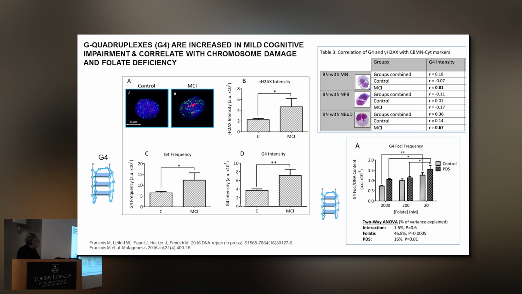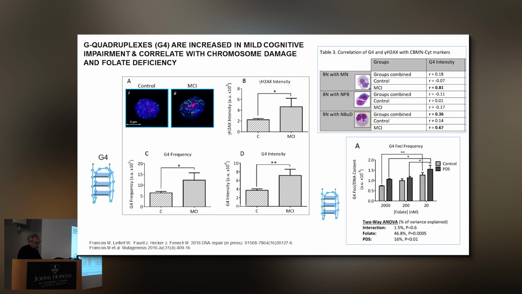What he first did was to look in the same study where we were looking at mild cognitive impairment to see whether there was any effect of G-quadruplex. This is measured using a probe that identifies the G-quadruplex structure, and they also measured gamma H2AX, which is a marker of strand breaks in DNA. And essentially what he showed here is that G-quadruplex frequency was elevated in mild cognitive impairment.